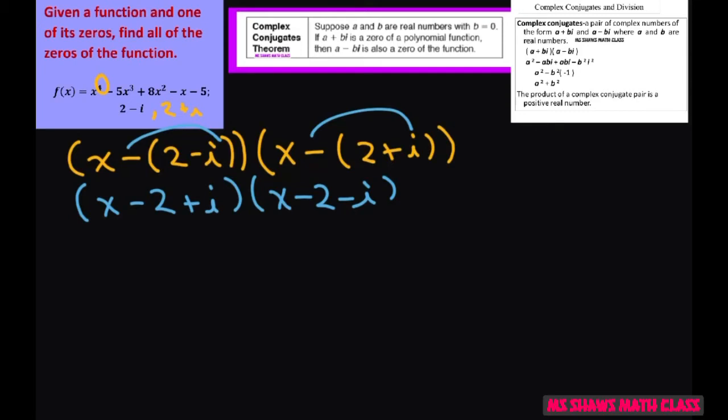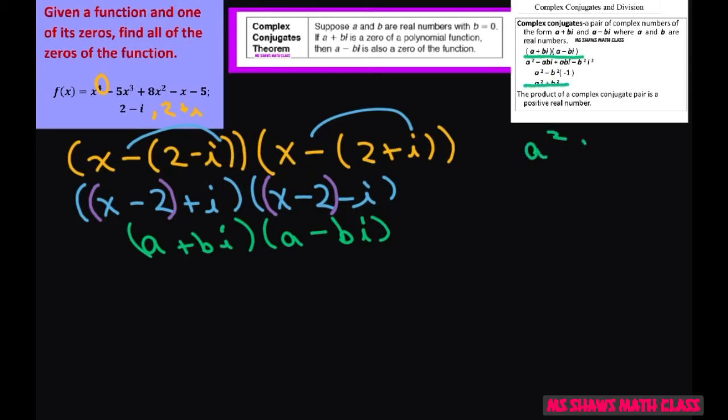And then basically I'm using my associative property and moving my parentheses here. By doing that, what I have is an A plus Bi times an A minus Bi. I have this right here, and that's going to equal A squared plus B squared. In our case, our A is x minus 2, and our B is 1. So let's fill that in.